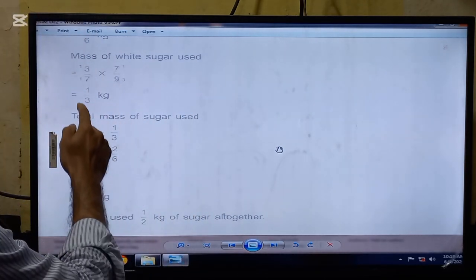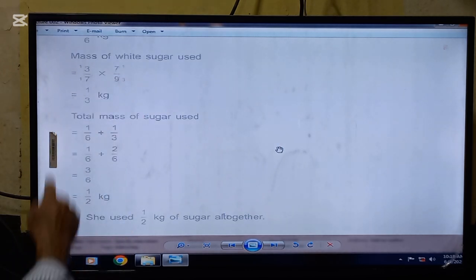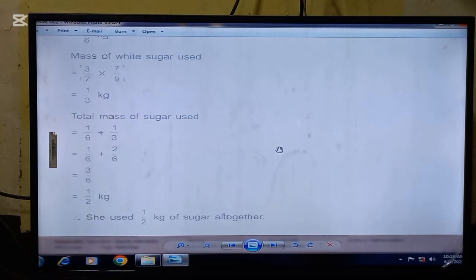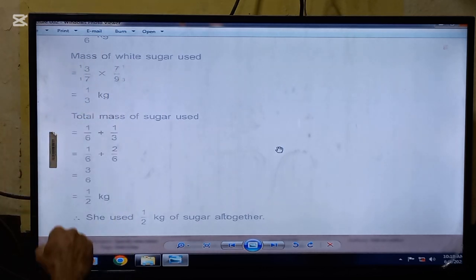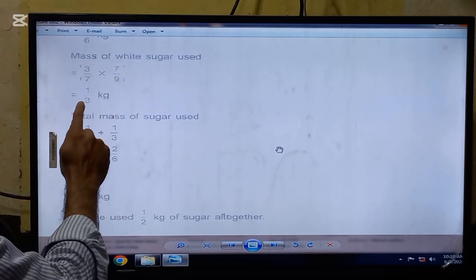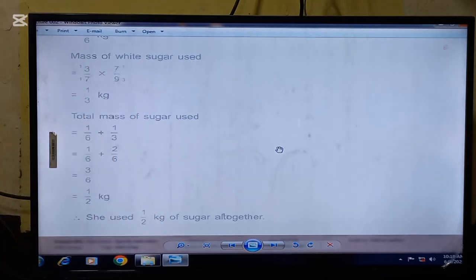So at this stage, now cancel the values. 7 ones are 7, and 7 ones are 7, and 3 ones are 3, and 3 threes are 9. Multiply the numerator with the numerator and denominator with the denominator. So 1 one is 1, and 1 three is 3. So this is the white sugar that is used.